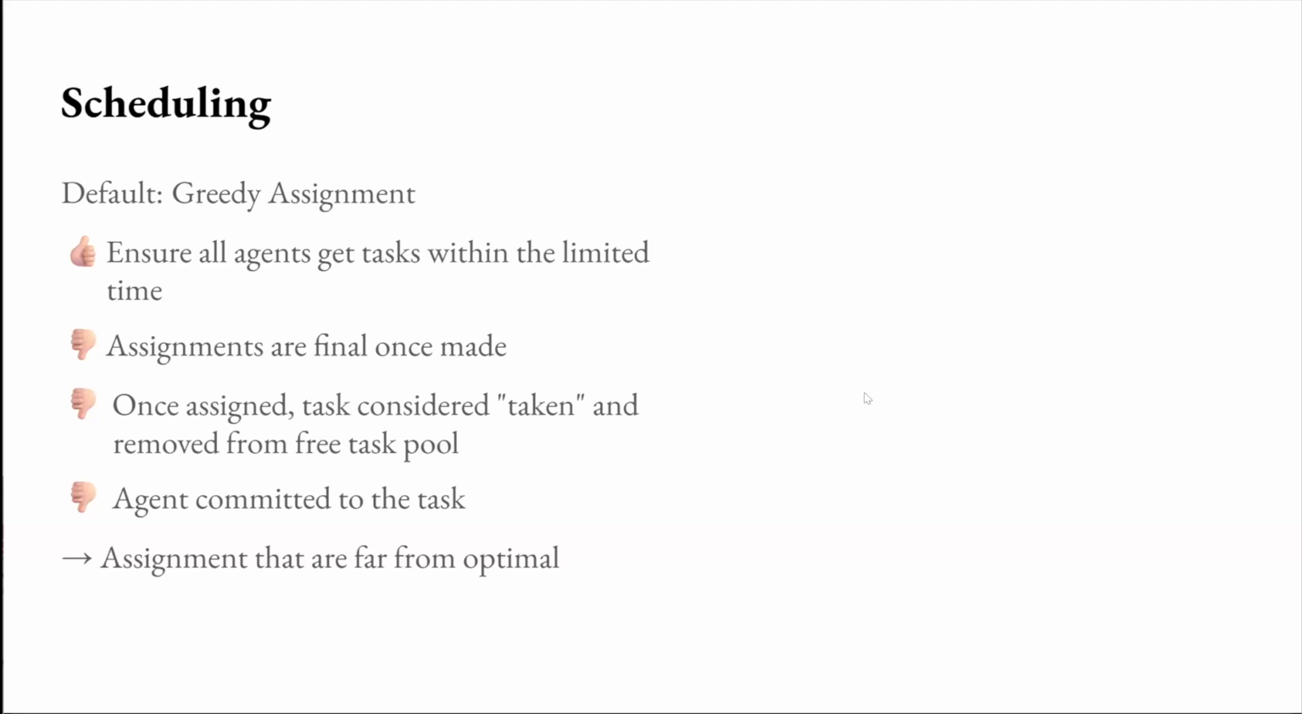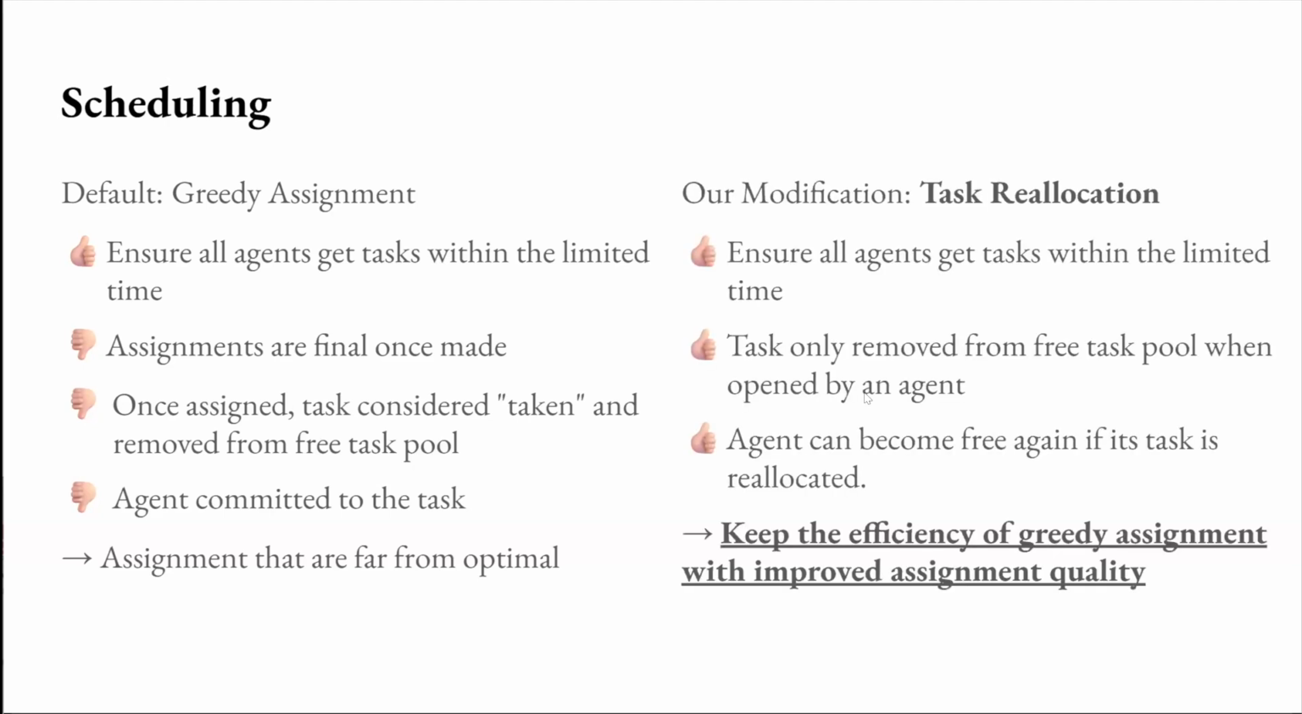So in order to improve it, we try to add the task reallocation technique into the greedy assignment so that we ensure efficient assignment, but at the same time, we allow the task to be removed from the pool only when it's opened by an agent, and the agent can also consider other tasks when its original task is reallocated, so that it keeps the efficiency of greedy assignment but also improves the assignment quality.